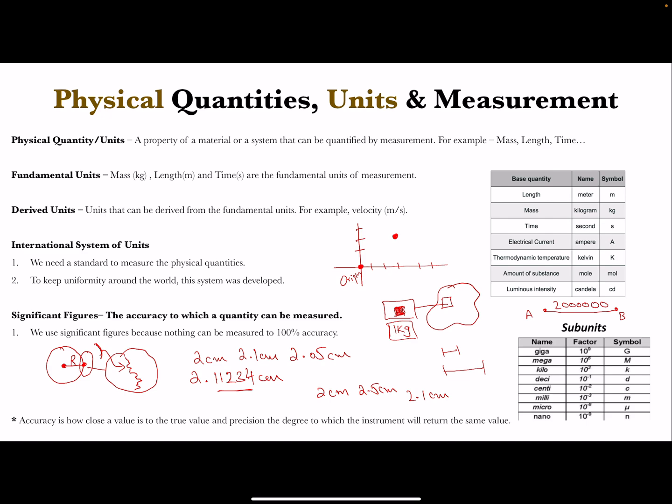So what I do is I introduce these factors. Instead of writing 2 million, I'm going to say that's equal to 2 mega, because it has 6 zeros. So if this is 2 million meters, then I can simply write that down as 2 megameters, right? So that makes things easy.